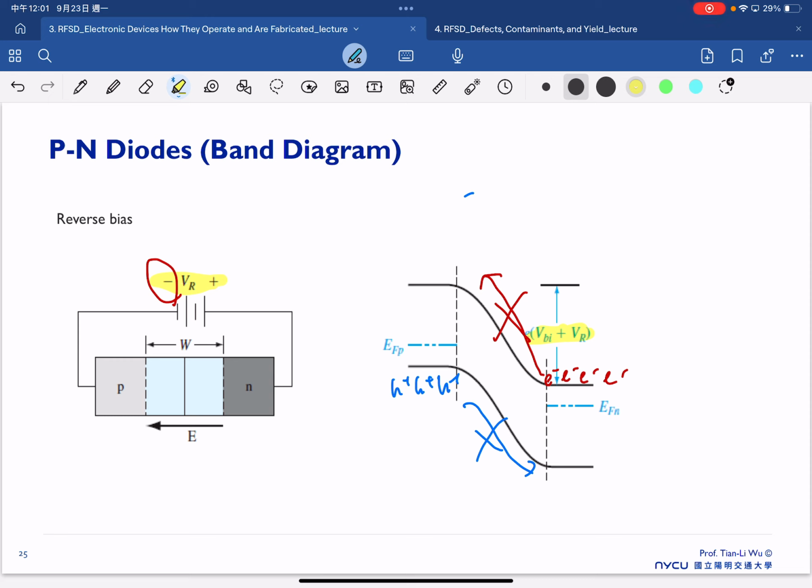So based on this Venn diagram illustration, we can expect, if we have the IV curve, now we apply the reverse.